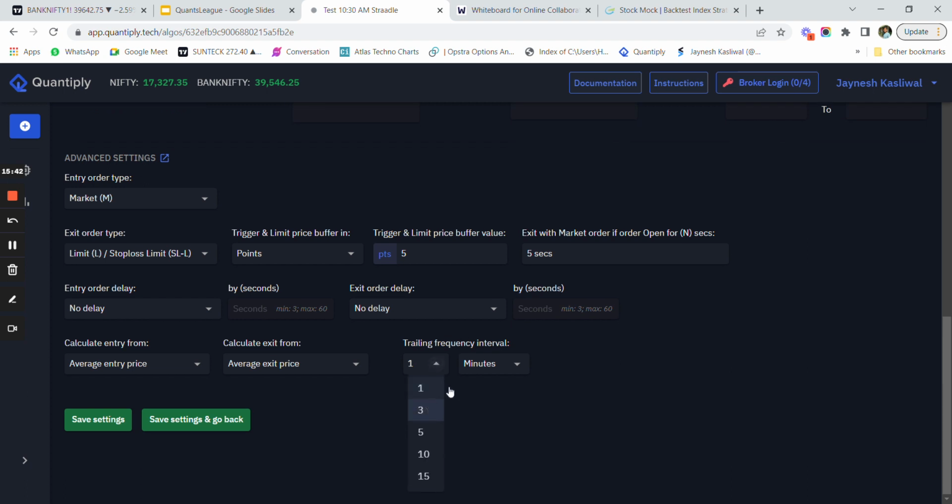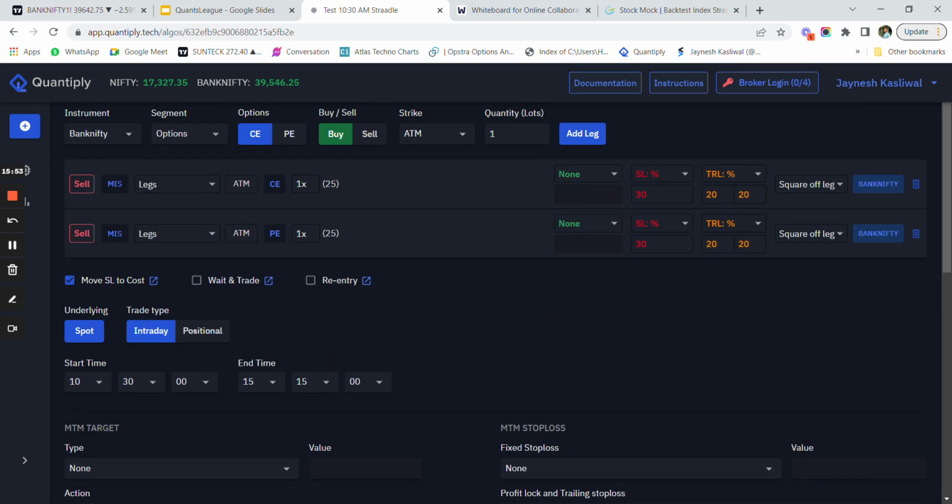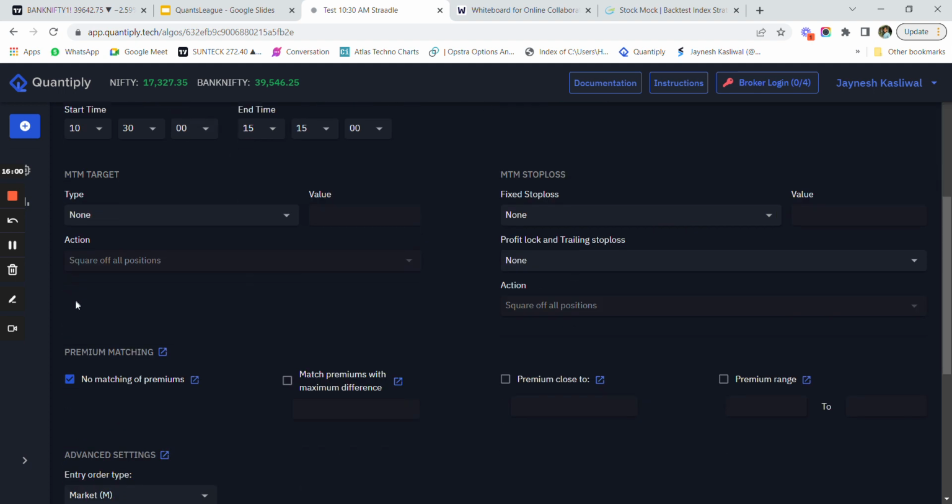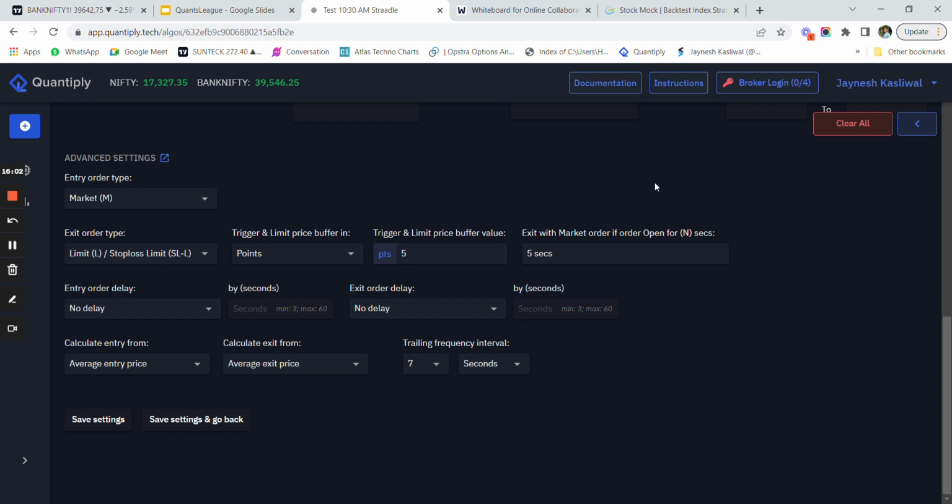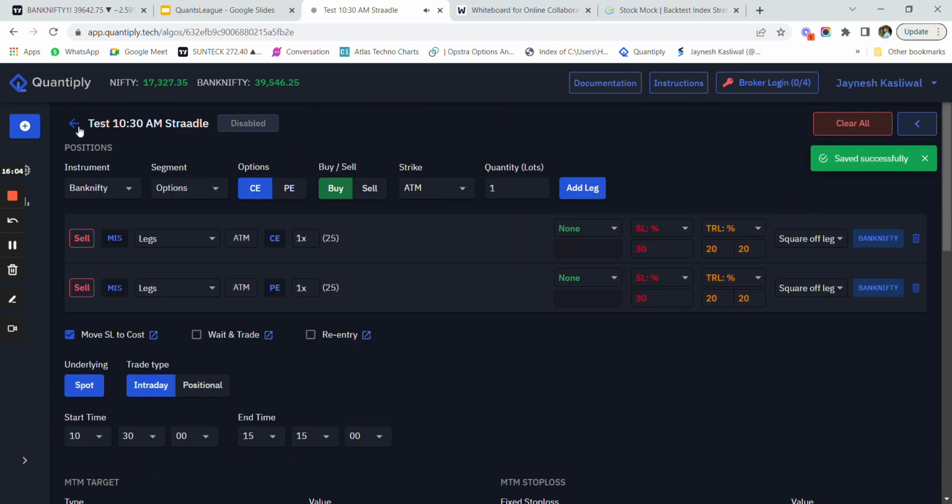Now trailing frequency would be 7 seconds here. We'll change from minutes to seconds, and everything else is the same. Basically limit order with 5-point triggers, average entry price, average exit price. We have put 30% individual legs and moved SL to cost. It is important that you select move SL to cost, otherwise it will not move SL to cost here. And save settings. So once you have saved the settings, both the strategies are ready to roll.